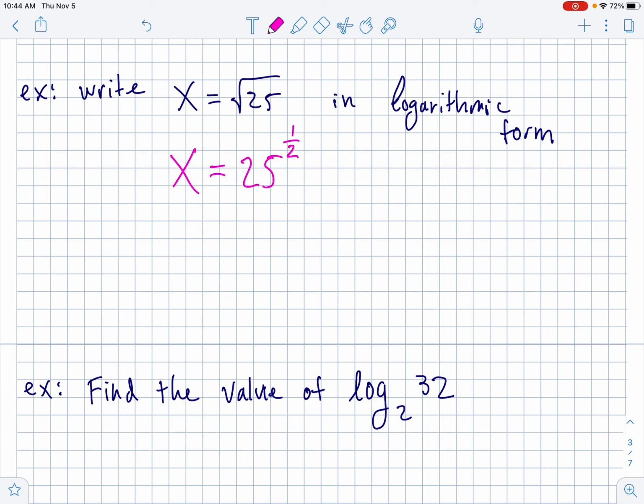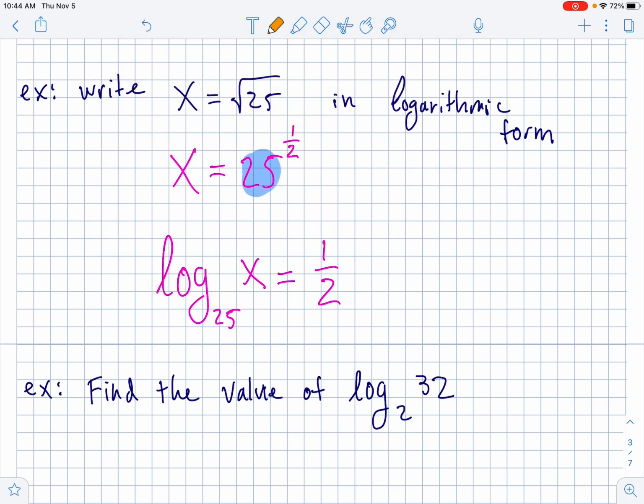Then you can unspiral. And the way I always do this is think like log base something of something is equal to something. So the base, when you spiral, is going to be 25. So this is log base 25. Then you have to jump the equal sign to the power. So the power goes over here. And then this is of x.